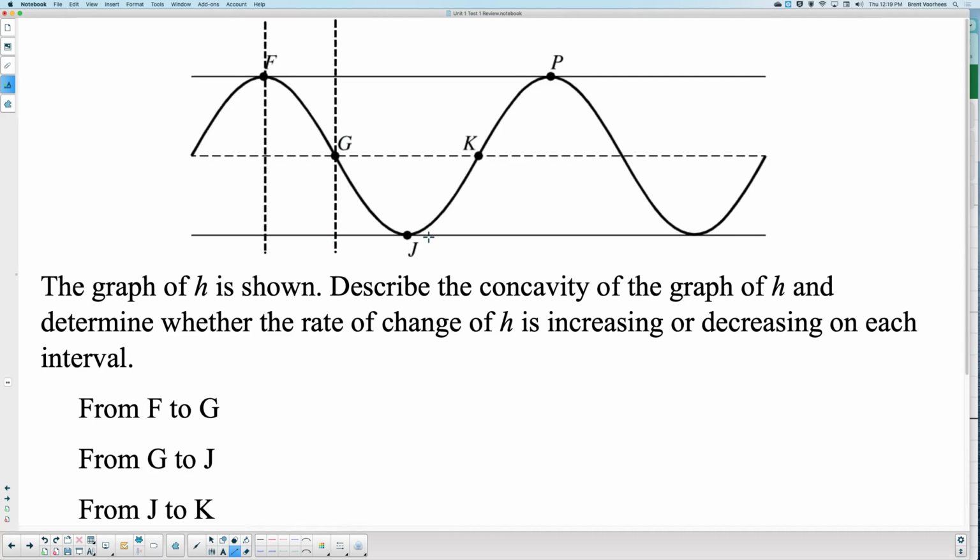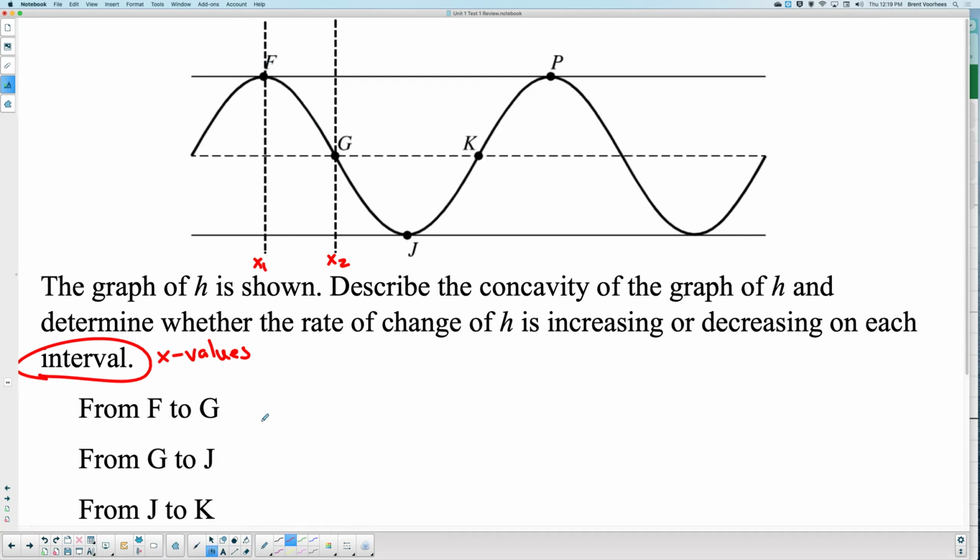What does it mean, interval? What does that mean? X values, yeah. So from the X value, we're calling it like X1 to X2 here. On this interval, would this part be concave up or concave down? If you try to match it with your hand, would your hand be upside down to match that piece or right side up? Upside down. So what does that mean about that interval from F to G?